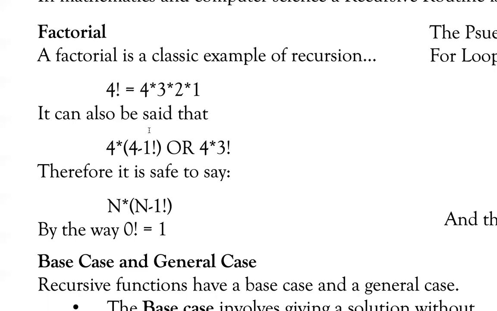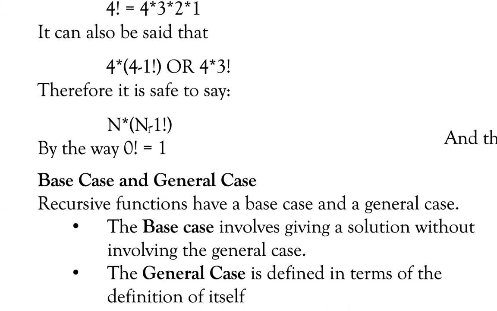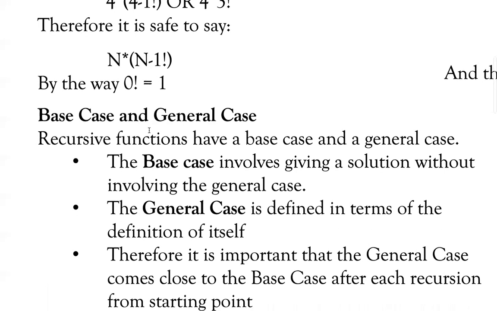So having said this, there are multiple general case calls. In each case, I'm going from 4 to 3, then 2, then 1. And as you can see here, in each recursive call, I'm going one step closer to my base case, which is 0 factorial.